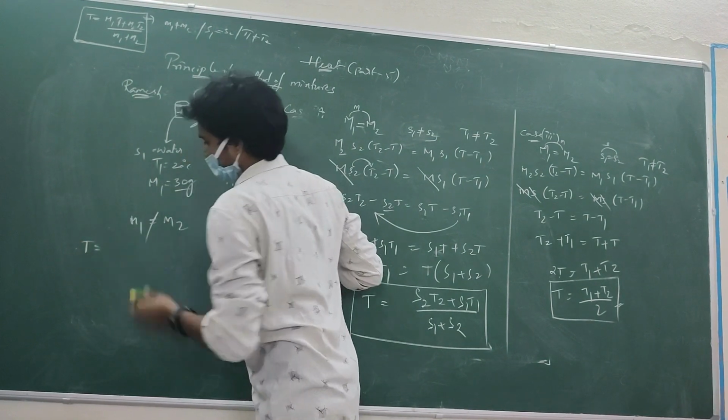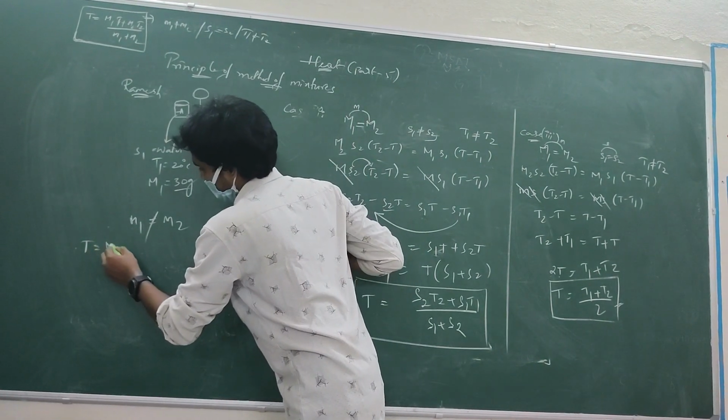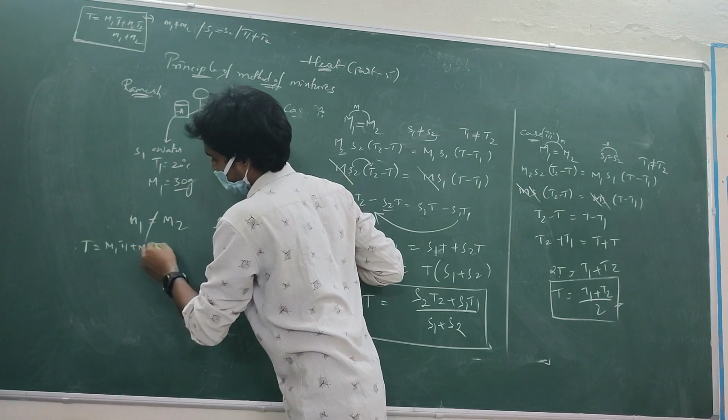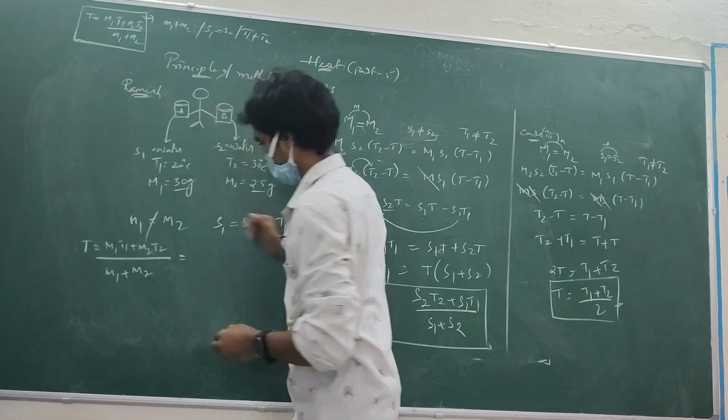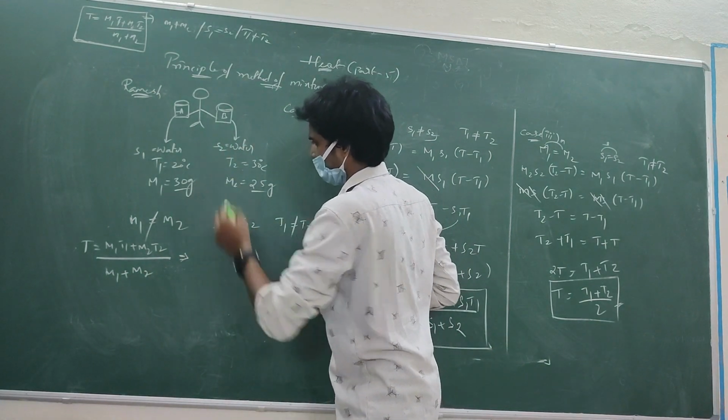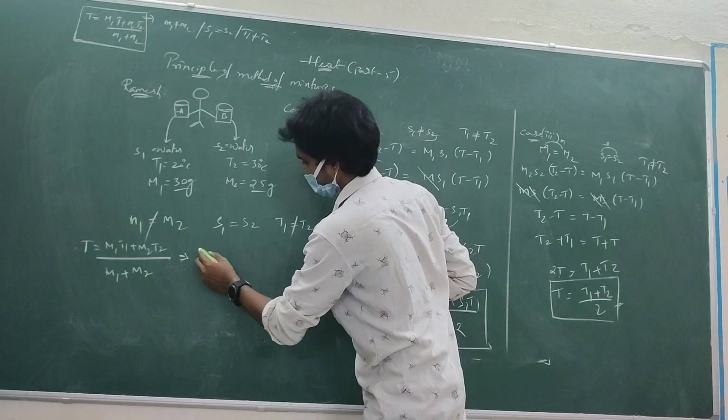Let's say T is equal to M1 T1 plus M2 T2 by M1 plus M2. Okay, let's substitute the values, you will get the answer. M1 is 30 grams.